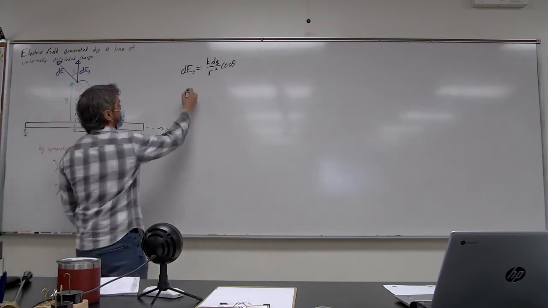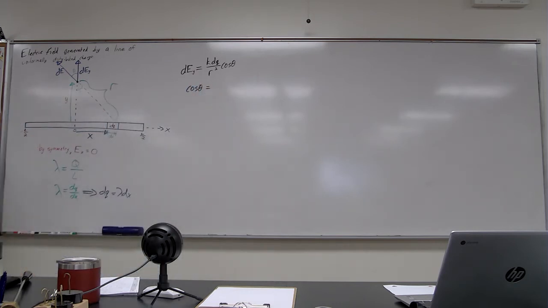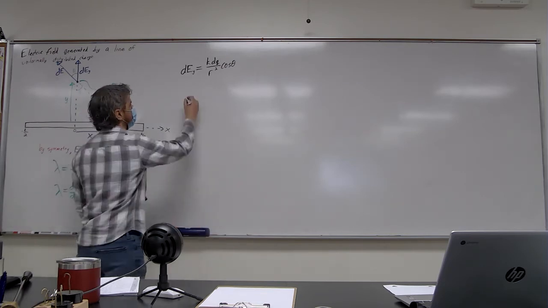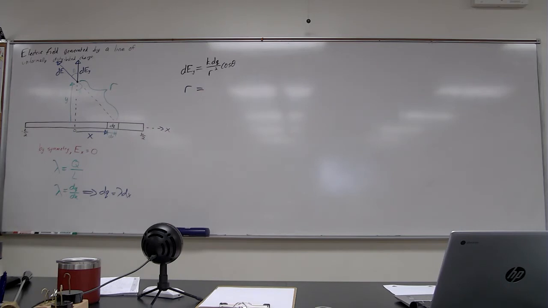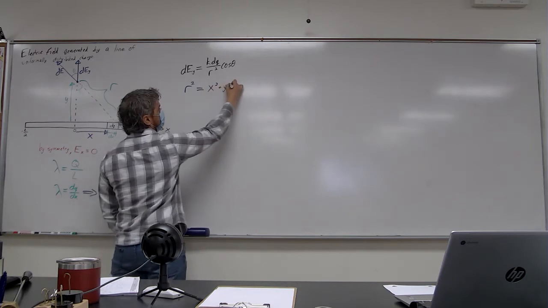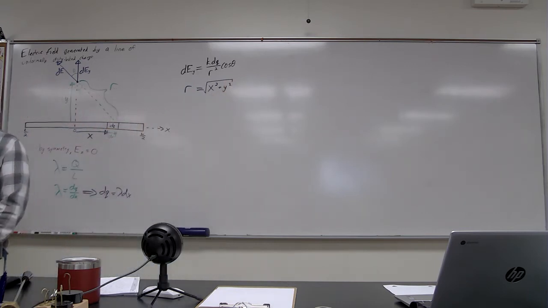So let's do cosine theta first. How can I express cosine theta in terms of x? Well, actually, let's do cosine theta after. Sorry. Let's do r first. How can I write r in terms of x? It'd be the square root of x squared plus y squared, right? Yeah. Pythagorean theorem. r squared equals x squared plus y squared. Square root both sides. I don't know if you've gotten there yet in calculus. It's called Pythagorean theorem.